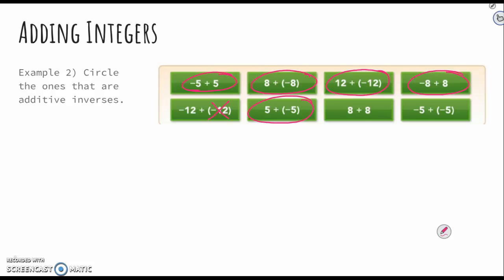We now see 8 plus 8. Here we're adding two positive 8s. They're not opposites of one another, so they are not additive inverses. Then we have negative 5 plus negative 5. Again, we see two negatives here. The opposite of negative 5 is positive 5, so those are not additive inverses.